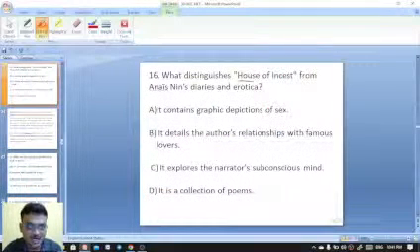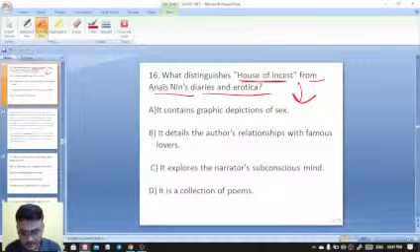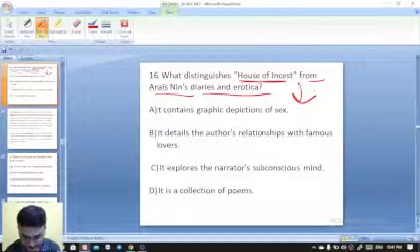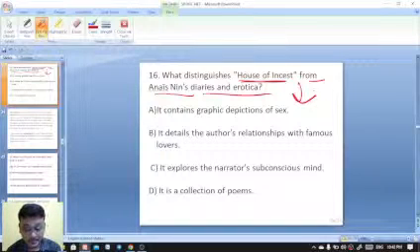What distinguishes House of Incest from Anais Nin's Diaries and Erotica? So Anais Nin is an erotic writer and a diary writer as well. But what distinguishes House of Incest from her Diaries and Erotica? Options are there, and this is the first book of fiction written by Anais Nin.